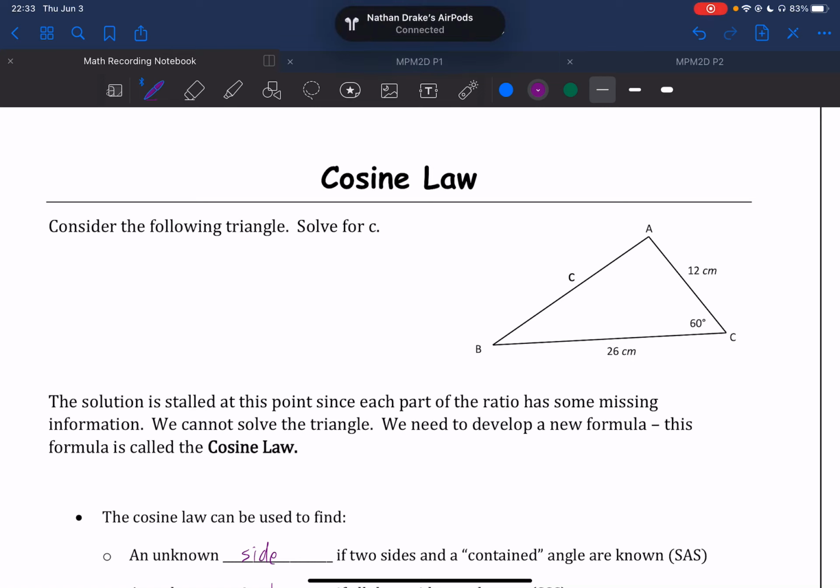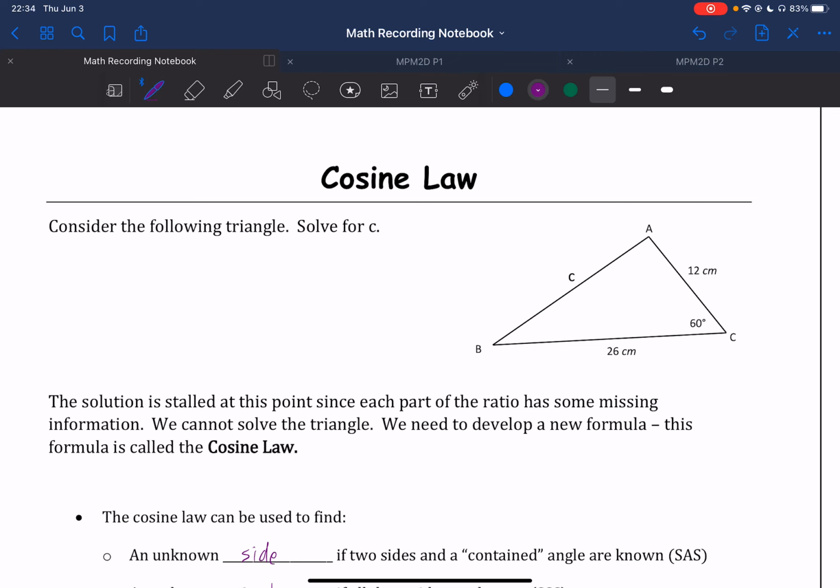So welcome to our lesson on cosine law. We've already looked at sine law and how sine law is a ratio of lengths to the sine of that angle. Let's look at this triangle for instance right now. We have an angle and we have two sides. What it's asking us to do is try to solve for C.